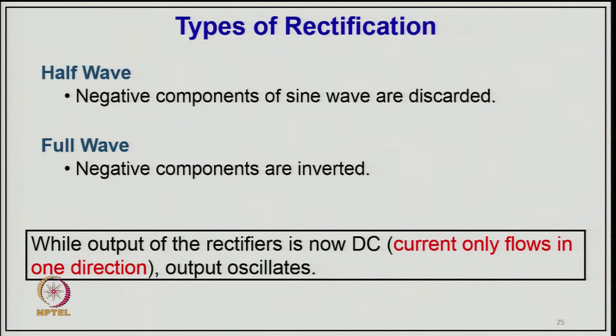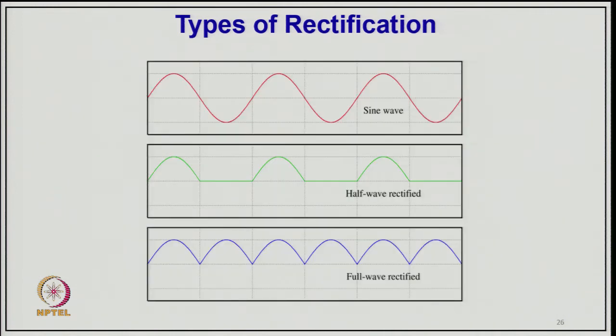So, we can say in half wave the negative components of the sine wave are discarded, and in full wave the negative components are also inverted. While the output of rectification is now DC, current only flows in one direction, and the output oscillates because it is really converted from the AC supply. AC supply is really oscillating, that is the reason you will find ripple in the output, or some people call it oscillation in the output.